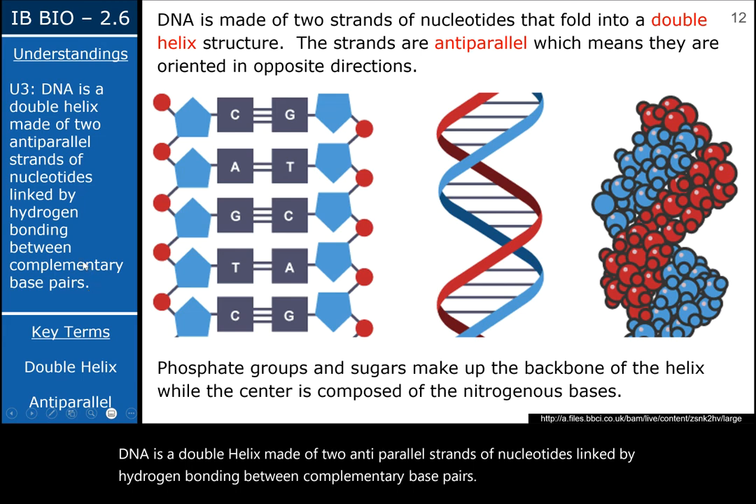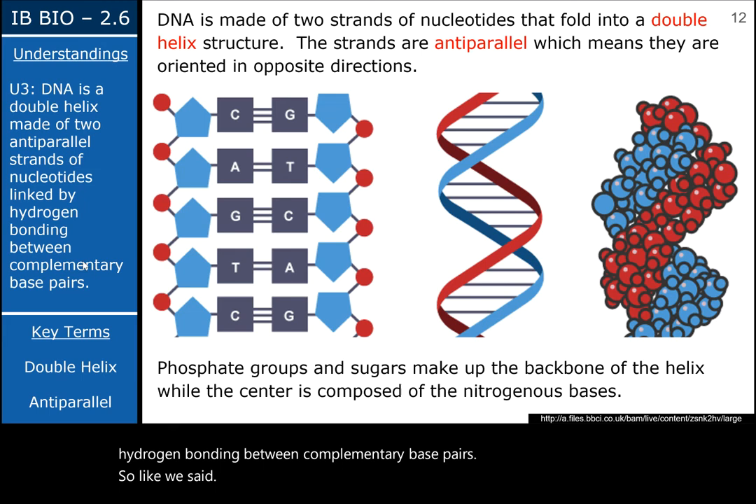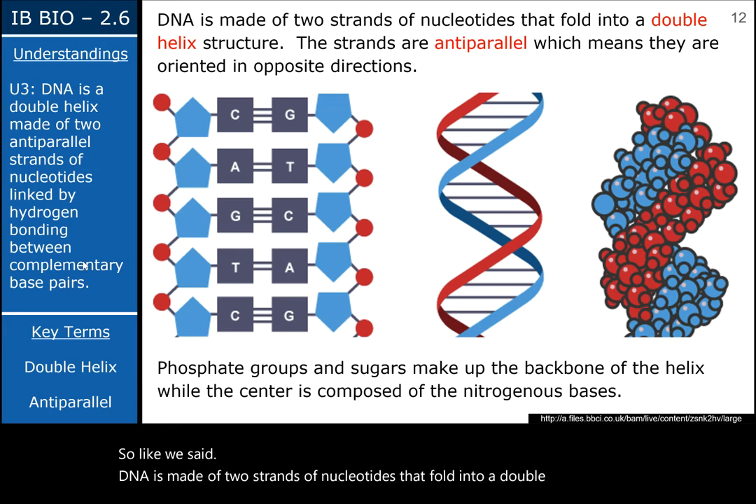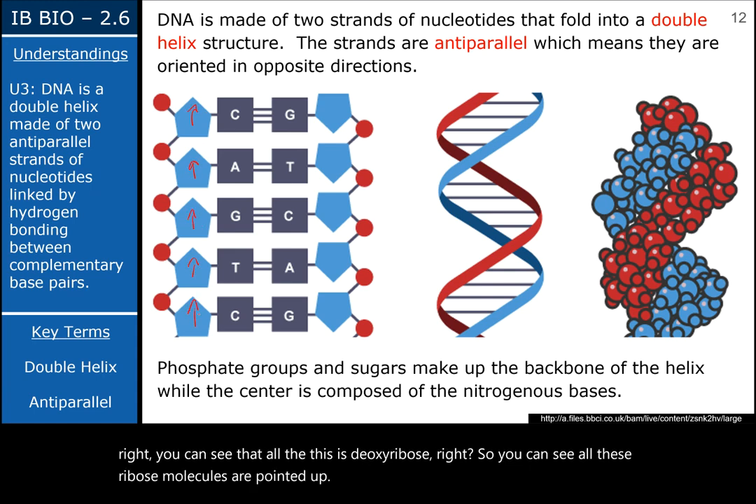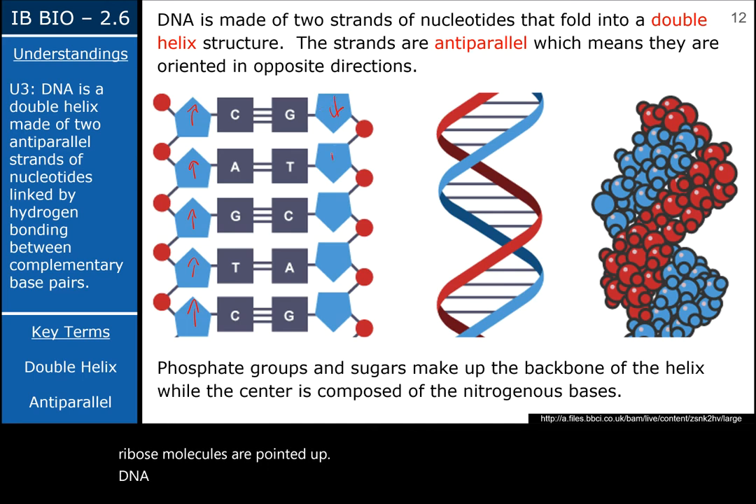So, like we said, DNA is made of 2 strands of nucleotides that fold into a double helix structure. The strands are anti-parallel, which means they're oriented in opposite directions. Okay, so what does that mean? If we look at the picture all the way on the left, this is deoxyribose, right? So you can see all these ribose molecules are pointed up. On the other side, they're pointed down. That's what anti-parallel means, right?